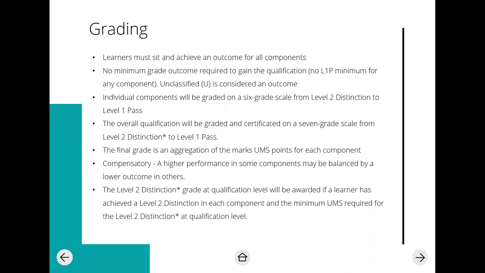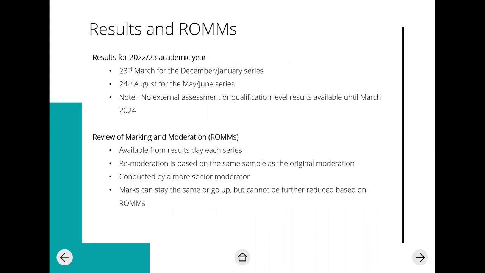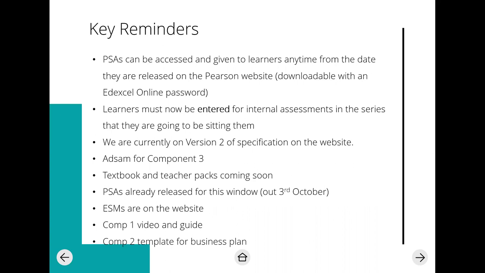Key things, and I'm not going to go through the grading either. It is explained there, including the fact that it is compensatory. There's also some information about results and when these come out. Key reminders: PSAs can be accessed anytime from the date they're released, and at the moment they're already out there for the October series. You must enter for each assessment series. We're currently on version 2 of the spec. I just wanted to put that out there.